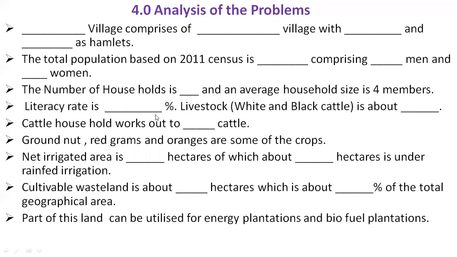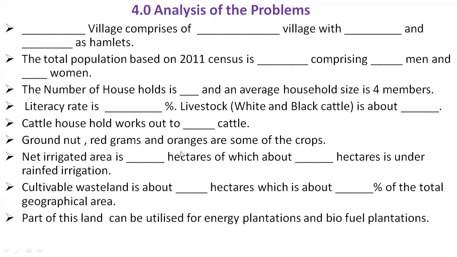What is the literacy rate, and what is the livestock, both white and black cattle? How many cattle per household? Then you can say what all the crops are: groundnut, red grams, oranges, some of the crops. Again, to remind you, these are all templates, and you can always form the points on your own, because you will be the best person to do it when you are interacting with the villagers.